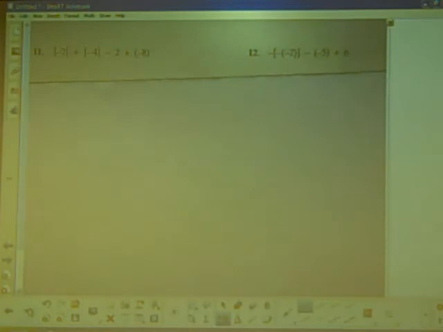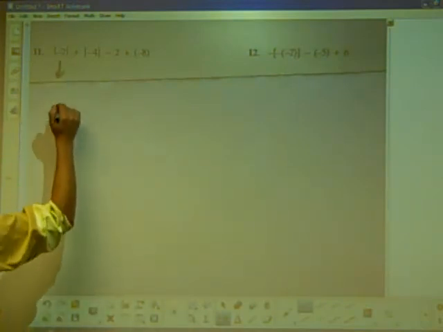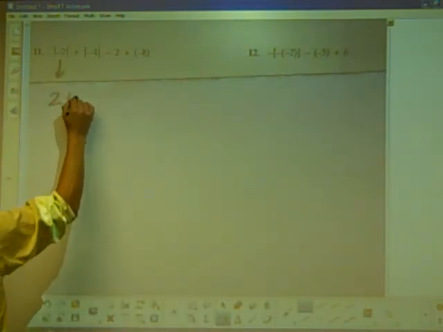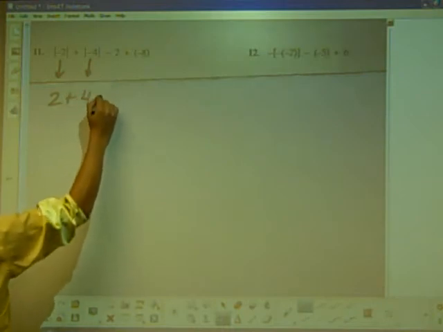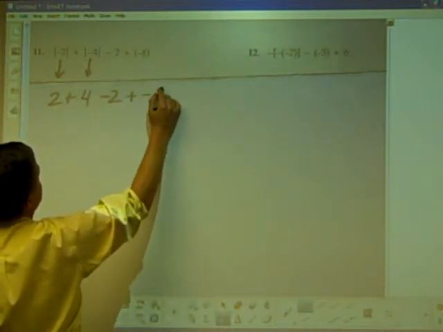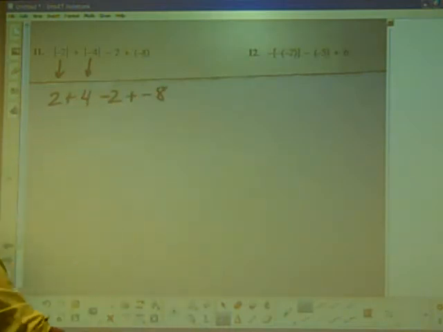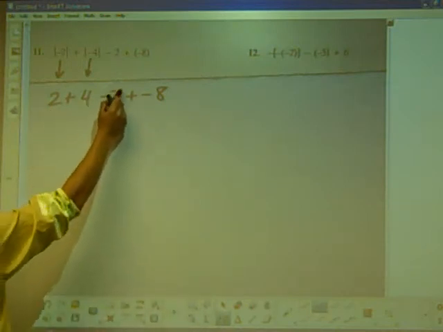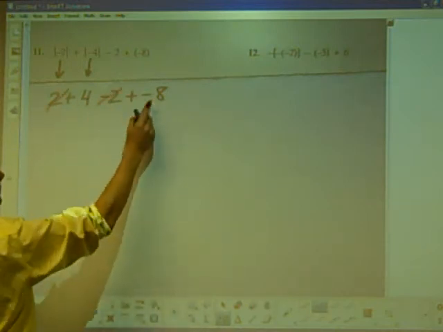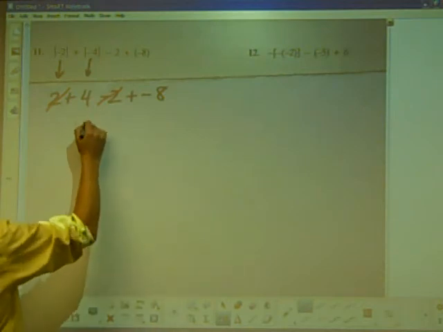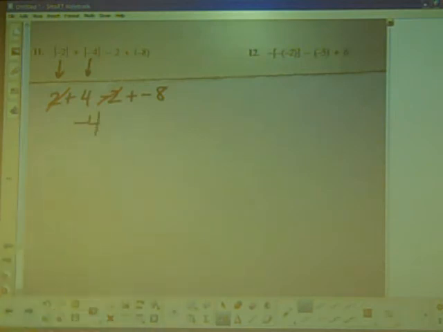Number 11. Again, what is the distance to negative 2? 2. What's the distance to negative 4? 4. And again, I'm going to use a trick here. I see 2 plus a negative 2. Those will cancel. 8 minus 4. How about negative 4 for number 11?